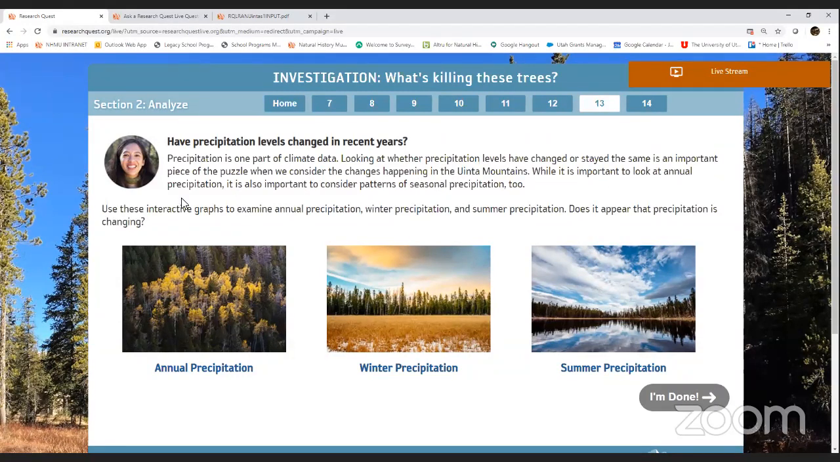While it is important to look at annual precipitation, it is also important to consider patterns of seasonal precipitation too. Use these interactive graphs to examine annual precipitation, winter precipitation, and summer precipitation. Does it appear that precipitation is changing? All right, let's go ahead and select annual.